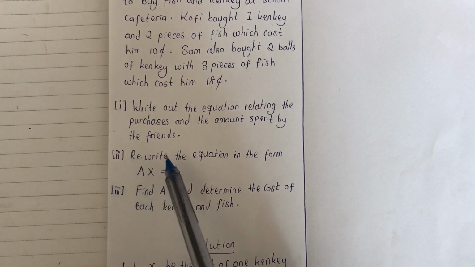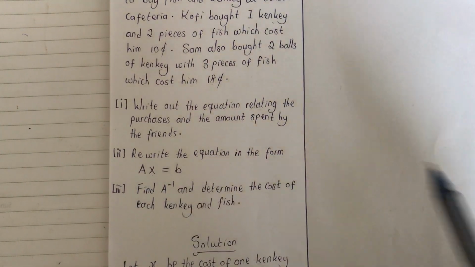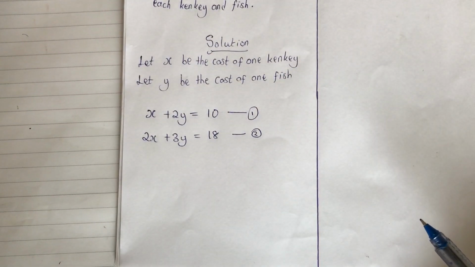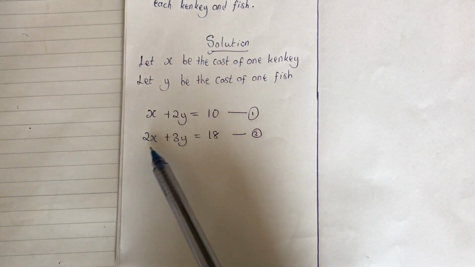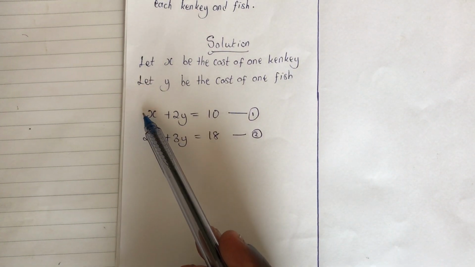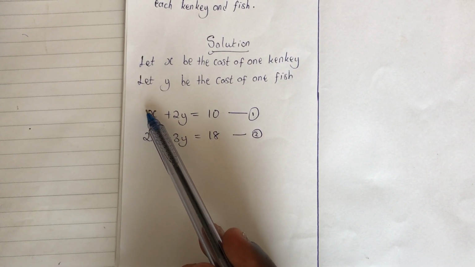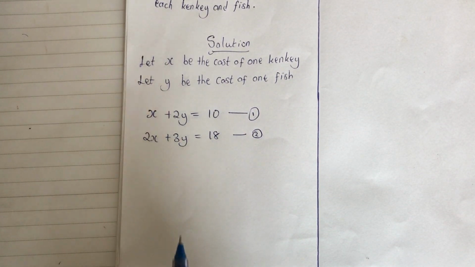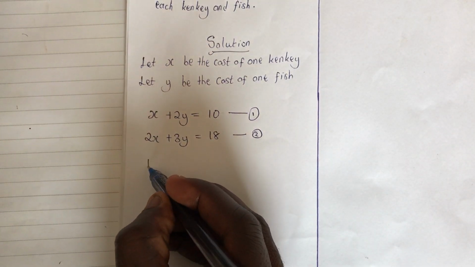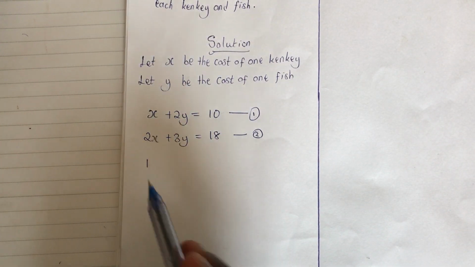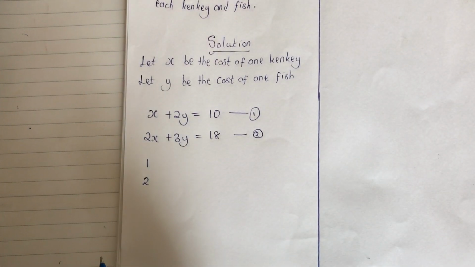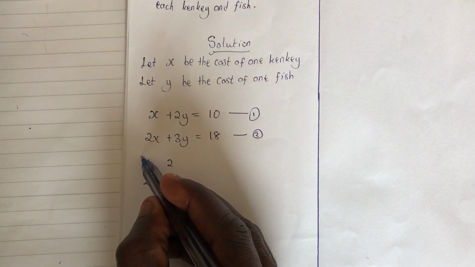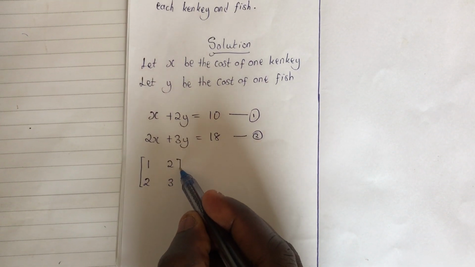Now question 2 says rewrite the equation in the form AX equal to B. To do that, we change the equations into matrix form by writing the coefficients of the variables. First we write the coefficients of the x term. It is 1. The coefficient in front of the next x is 2. Then we move to y. We have 2 and 3. So this is the first matrix.